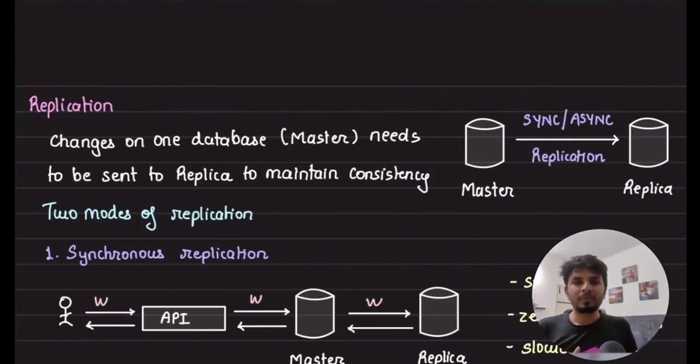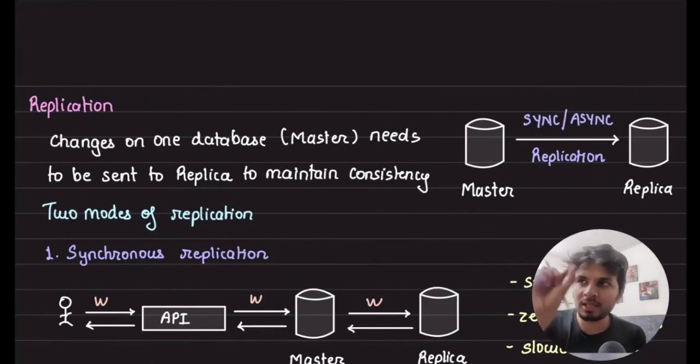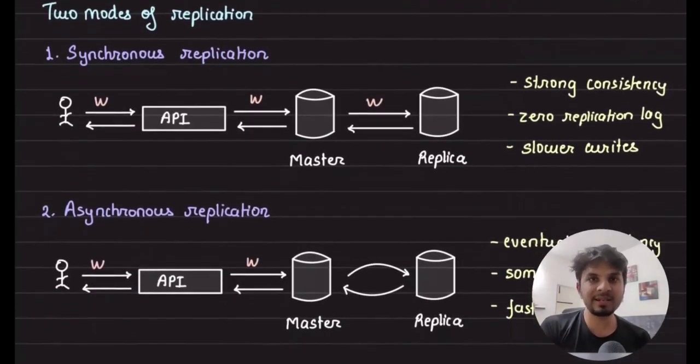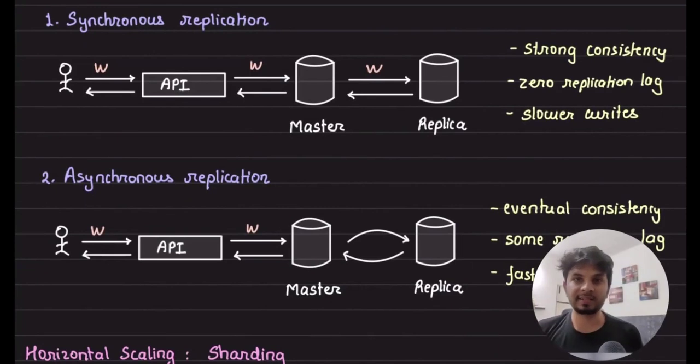Okay. Now, we know that master and replica are connected via, quote unquote, replication. This replication determines how writes from master go to replica. Now there are two modes of replication. First is synchronous replication. Second is asynchronous replication. We'll talk about synchronous replication first.